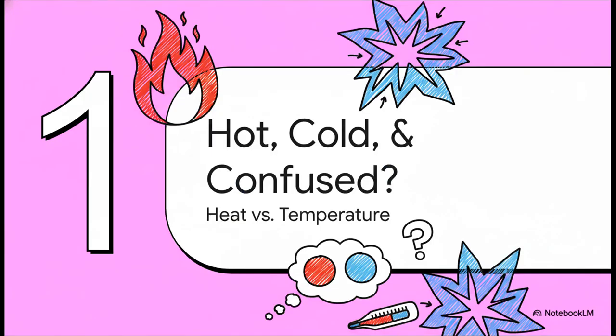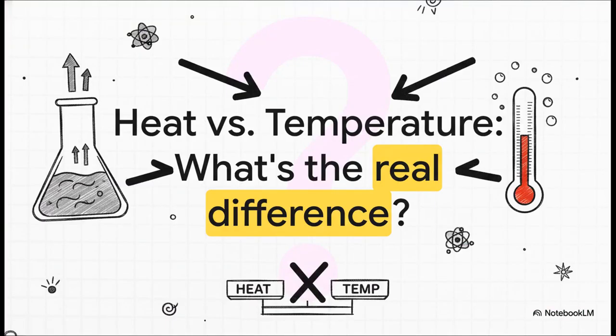All right, first things first. Let's tackle the one thing that trips up so many people. Heat versus temperature. I know, in everyday life we use them almost interchangeably. But in physics, they are two totally different concepts, and nailing this difference is your first big step. So what is the real story here? Are they the same thing, or is there some crucial difference you absolutely need to know for your exam?